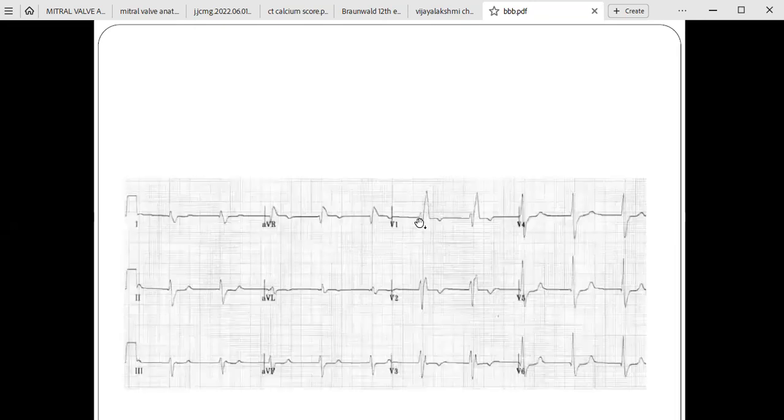Okay, so this you can see here. This is RBBB. Generally, these are what are called reciprocal changes, because when there are changes in depolarization, opposite changes may occur in the repolarization phase also. So there will be discordant changes, that is, ST-T wave inversions will be seen along with that.